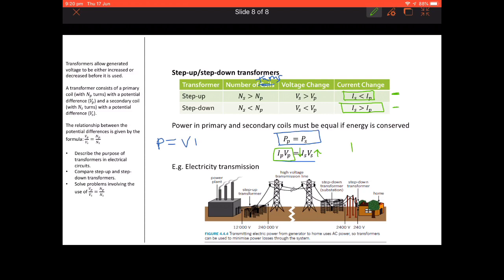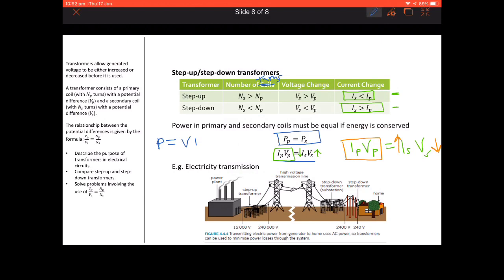So if we write that out, that would be Ip Vp equals Is Vs. So if the voltage is decreasing in the secondary coil, but the overall power needs to be equal to the primary current multiplied by the primary voltage, then the secondary current will need to be increasing in order to compensate for that decrease in voltage if the power is the same.